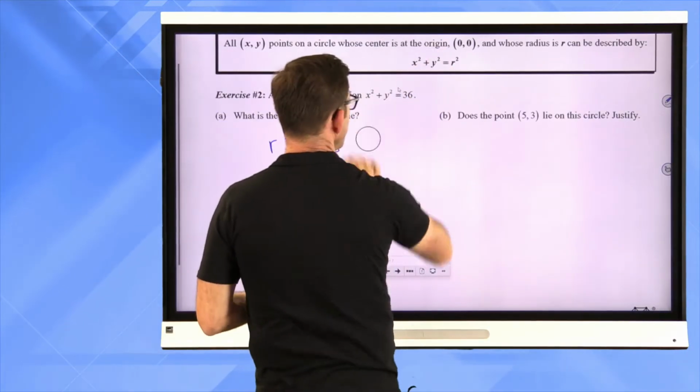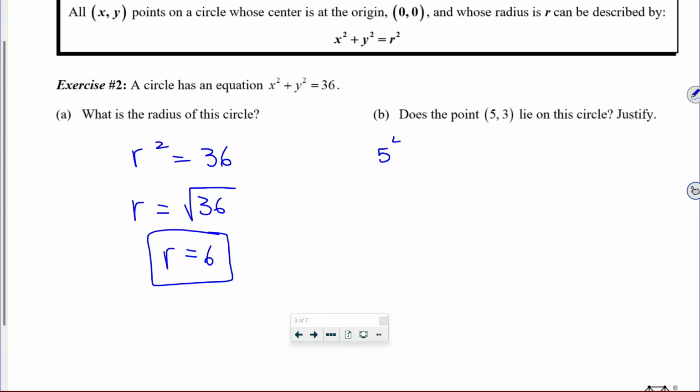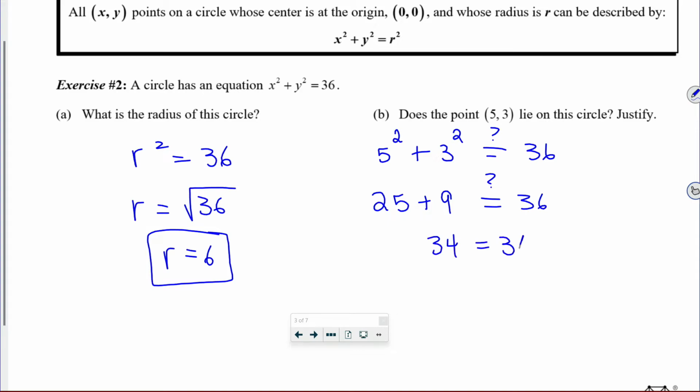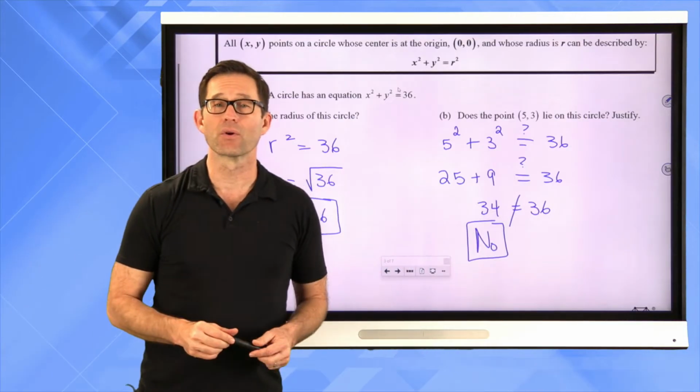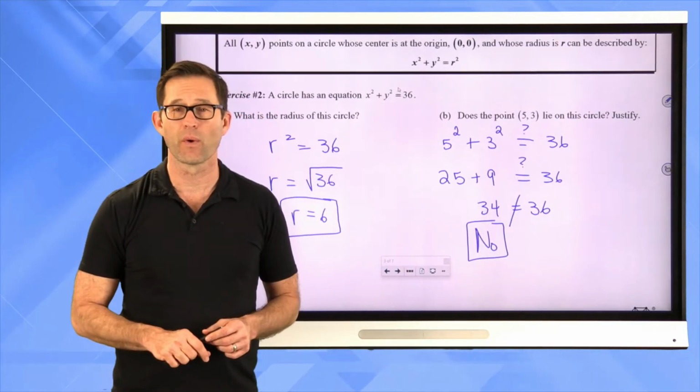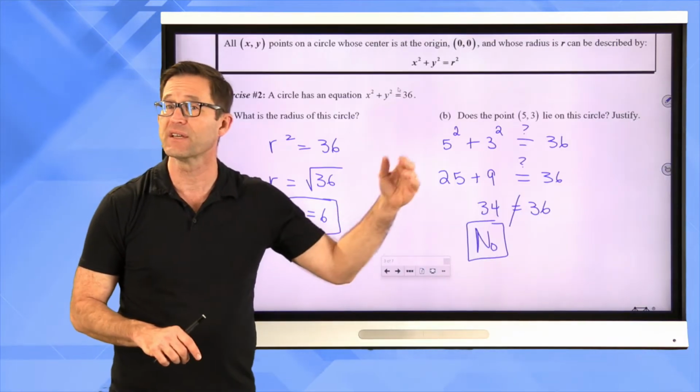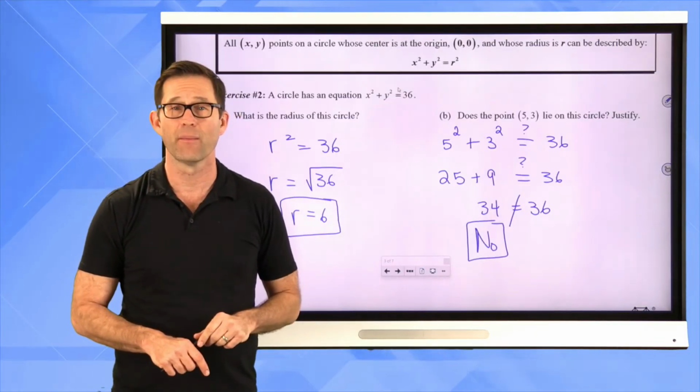So it's very simple. I'm going to just put 5 in for x, and 3 for y. 5 squared plus 3 squared equals, maybe put a little question mark above it, 36. I'll get 25 plus 9 equals, again, question mark 36. 25 and 9 is 34. 34 is most certainly not 36, and so the answer is no, right? The only points that will lie on this circle are ones where when we square the x and we square the y and add them together, we get 36, and that's not the case with the point 5 comma 3.